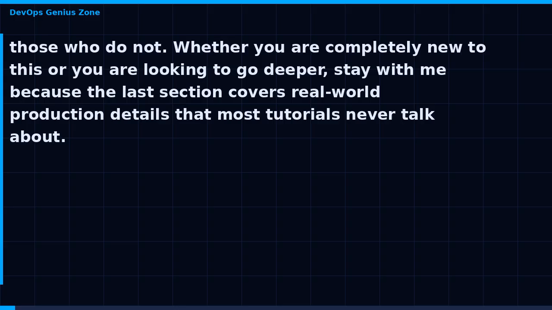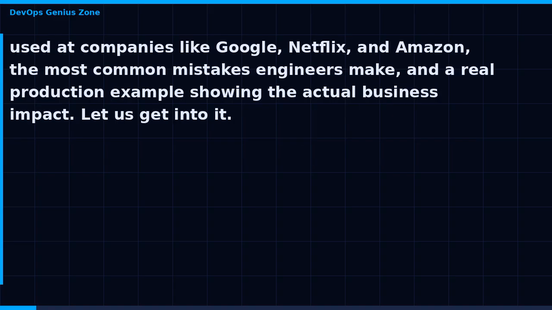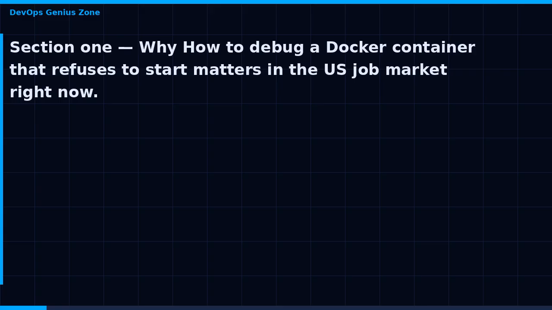Here is what we are going to cover today. We will start with why how to debug a Docker container that refuses to start is so important in 2025 and what problem it actually solves. Then we will go deep into the core concepts, how it works under the hood, how to get started correctly, the best practices used at companies like Google, Netflix, and Amazon, the most common mistakes engineers make, and a real production example showing the actual business impact. Let us get into it.